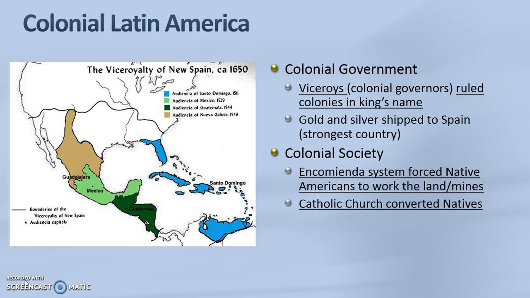The colonial society formed, and in this society, the encomienda system is the labor system of the colonies that forced Native Americans to work the land and mines. However, the encomienda system will not be successful in the Americas because the Native Americans are not immune to the diseases, or they die from the harsh conditions that they're forced to work under. During this time, we also see a lot of missionaries come to the colonies to convert the natives to Catholicism.